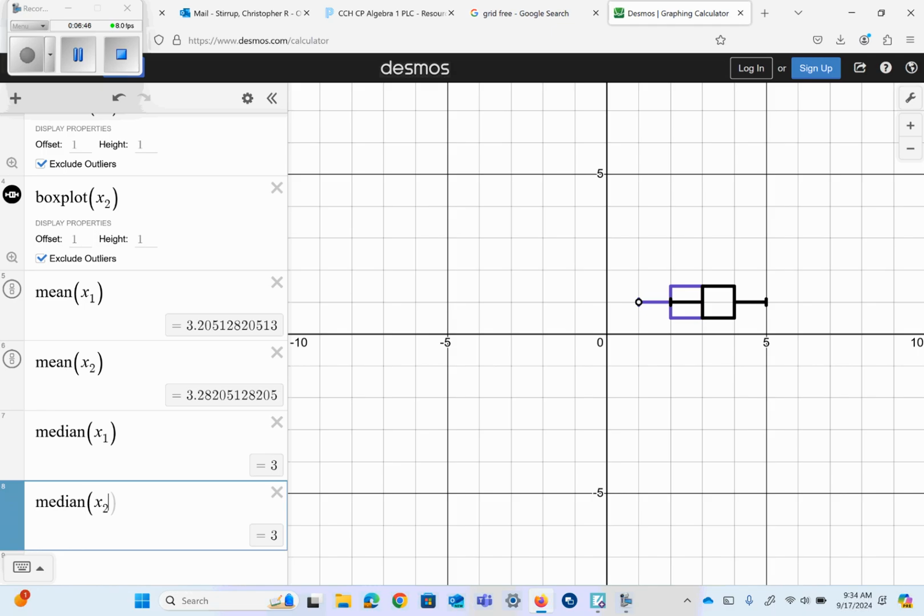SAT scores and ACT scores are in the same category. What did we say they were? Ordinal. Let's go back and just make sure we're saying it right.